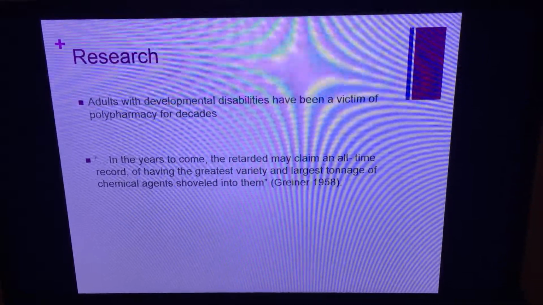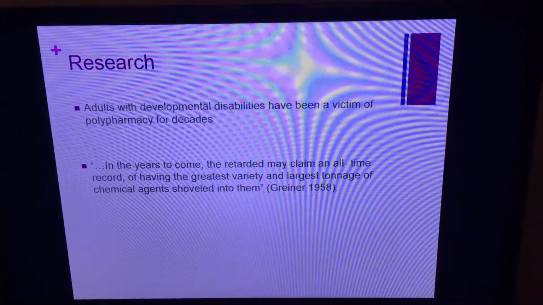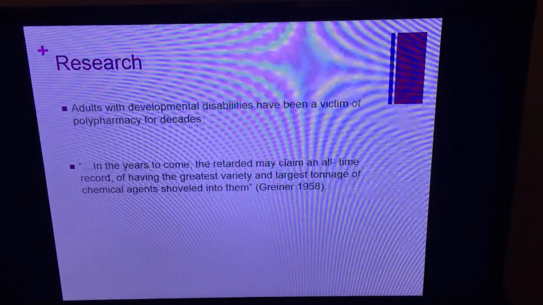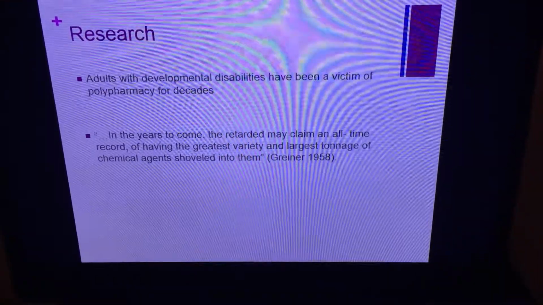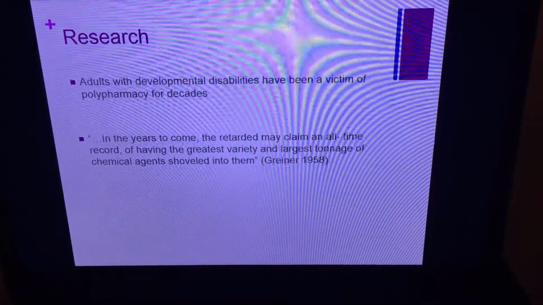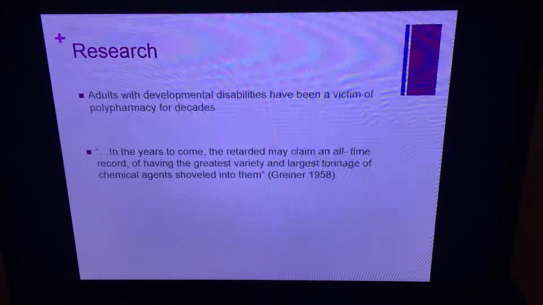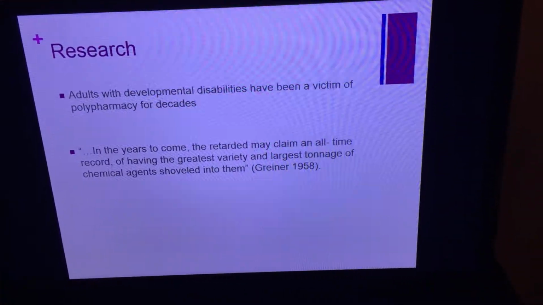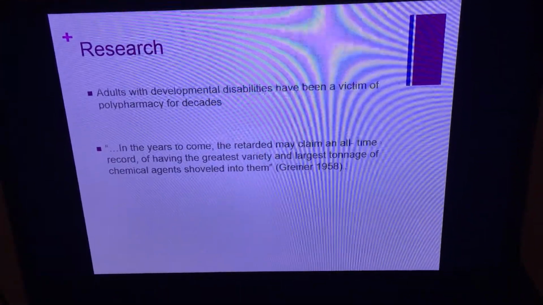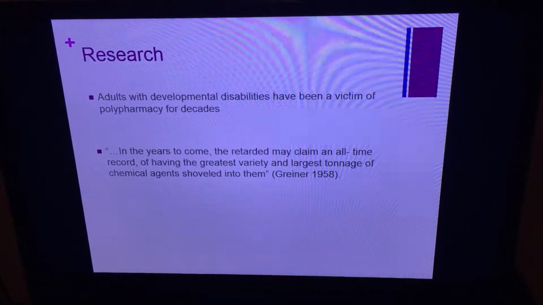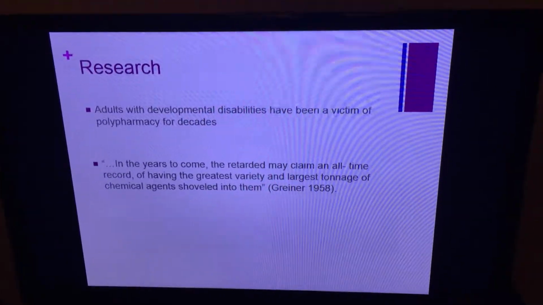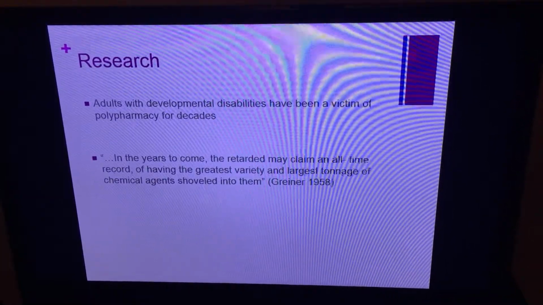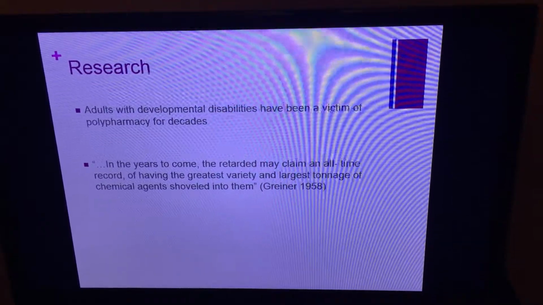Okay, next, this is related to the, I can't say this word, Kalachik article. This discussed adults with developmental disabilities and how they have been victims of polypharmacy for decades. In the years to come, the retarded may claim an all-time record of having the greatest variety and largest tonnage of chemical agents shoveled into them. This is just important to note because it is entirely true that adults with developmental disabilities happen more times than not to be in adult homes, and they have a lengthy list of medications, and it's important for us as behavior analysts to be wary of those lists and possible side effects, and also just be knowledgeable of these drugs.